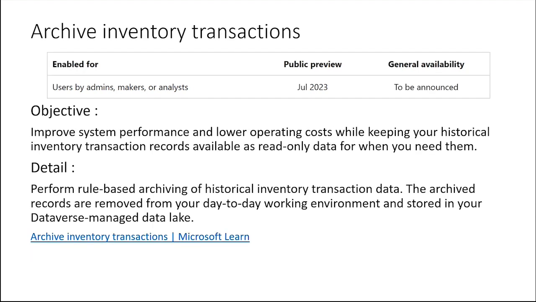Along with that, a public preview of inventory transaction archive should be available in the July timeframe with no set GA date. But basically, it's the same type of approach, moving inventory transactions of a historical nature within the database, and then from a new table within the database, ultimately out to a data lake.